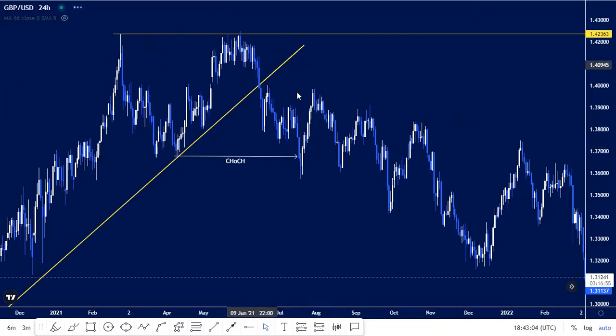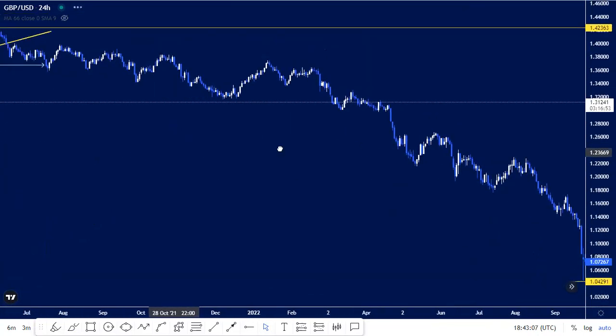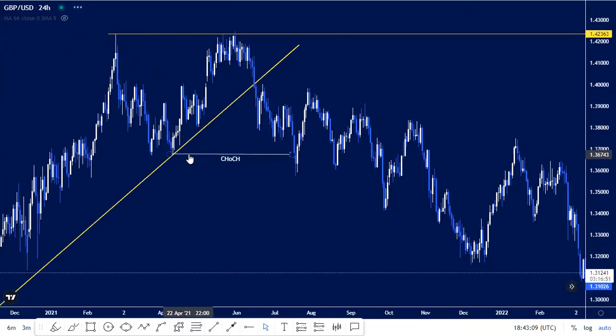So in this case now, we actually went on to change character here to the downside, which was good. After a change of character, we always expect this pullback. So here you could have sold based on trend line breakout and retest, targeting this low. This was a swing trade on its own from here to there. It was a swing trade.